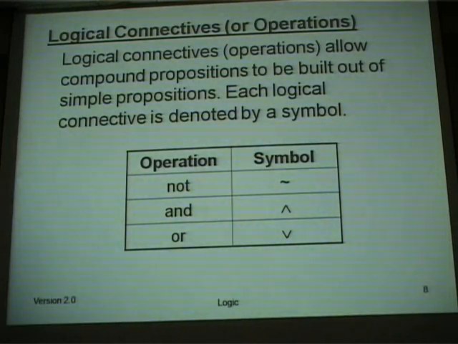Given a sentence, you can make a negation of it. I use a symbol to represent the negation, and also you can join two sentences using "and", and not only "and", using "or". Not only these three, there are some other connectives, some other operations. Let me give symbols to represent these three operations.